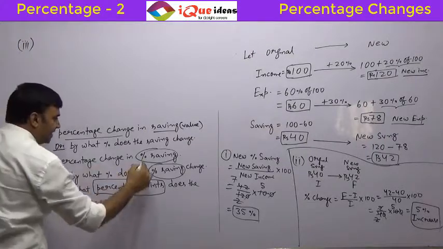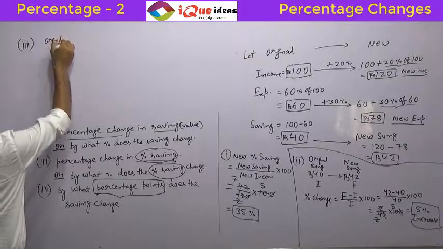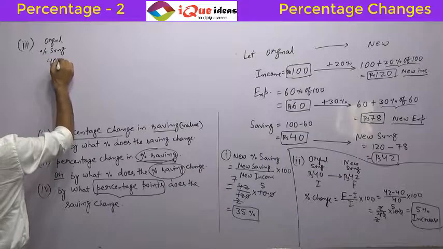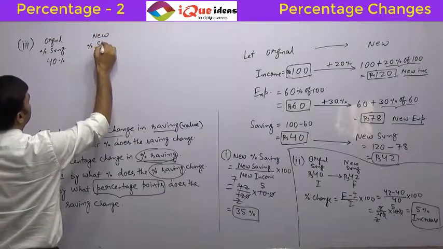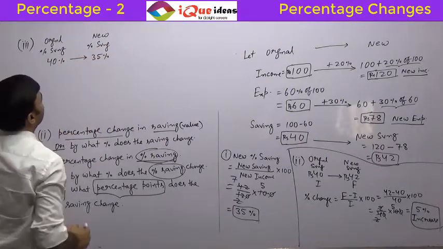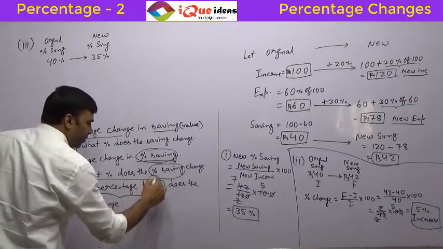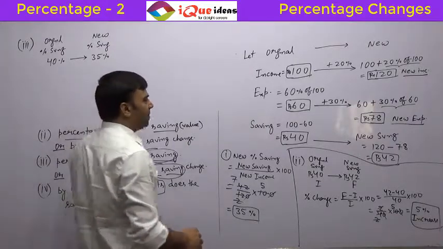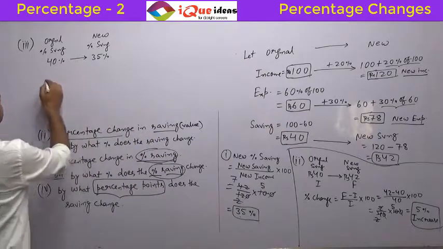It says percentage change in percentage saving. Right. So original percentage saving is 40%. New percentage saving is 35%. Right. So from here to here, what is the change? That is the question now. Right? So you have to be very careful about the unit. Here we are already talking about percentage saving. Okay. So original percentage saving was 40. New percentage saving is 35. So the percentage change in this case.